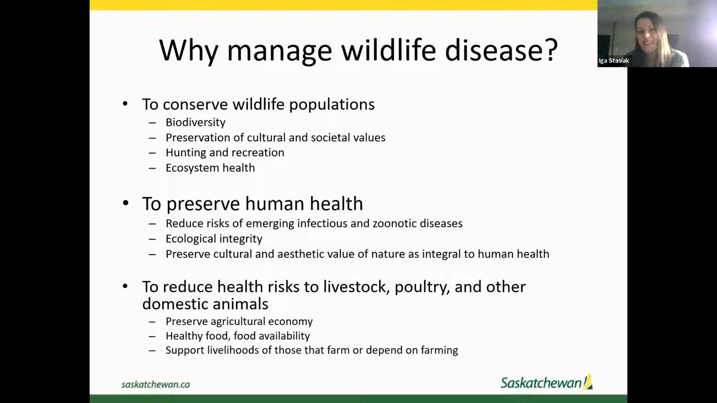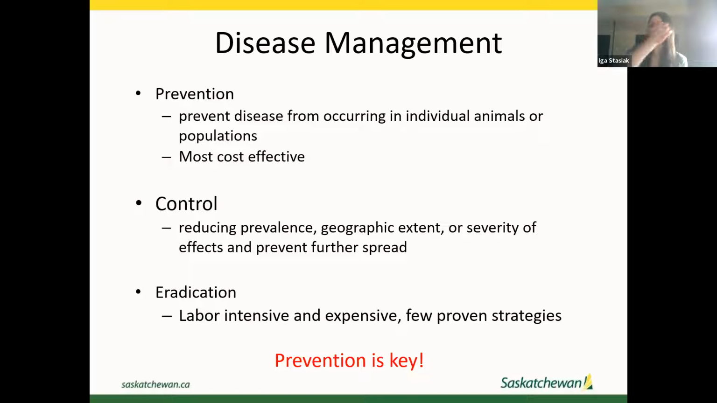Also, the impacts on livestock and domestic species. So certainly the agricultural economy and also the availability of healthy food, which is something that we're all very dependent on. So often that is a driver for some of the management actions as well, and the impacts on livelihoods of the producers that play a role there. So there are many reasons we manage for wildlife health or disease. There are three major facets of disease management, or a way to break it down, especially in terms of disease, and that's the idea of prevention, control, and eradication.